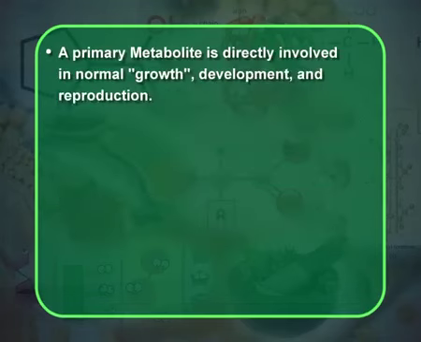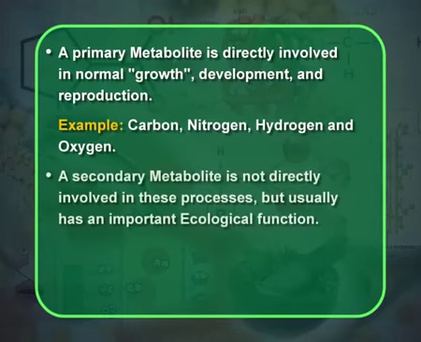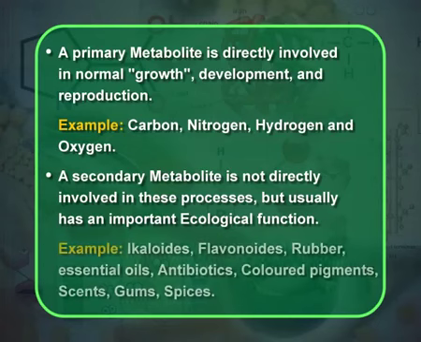A primary metabolite is directly involved in normal growth, development and reproduction. For example, carbon, nitrogen, hydrogen and oxygen. A secondary metabolite is not directly involved in these processes but usually has an important ecological function. For example, alkaloids, flavonoids, rubber, essential oils, antibiotics, colored pigments, scents, gums and spices.